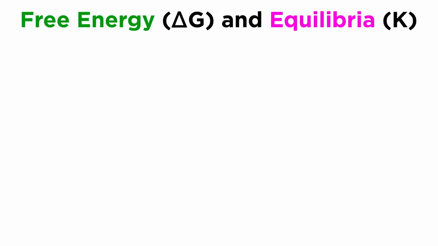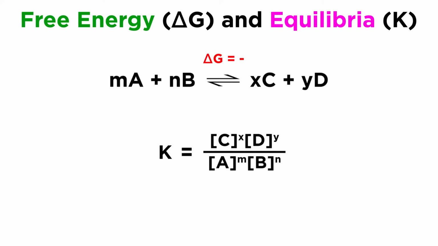We will also want to relate the concept of free energy to equilibria by relating delta G and K, the equilibrium constant. For an equilibrium, if the forward reaction has a negative delta G, it is spontaneous, and will thus be the dominant direction of the equilibrium, with products being favored, which will correlate with a K value that is greater than 1. If delta G is positive, reactants are favored, and K will be less than 1.